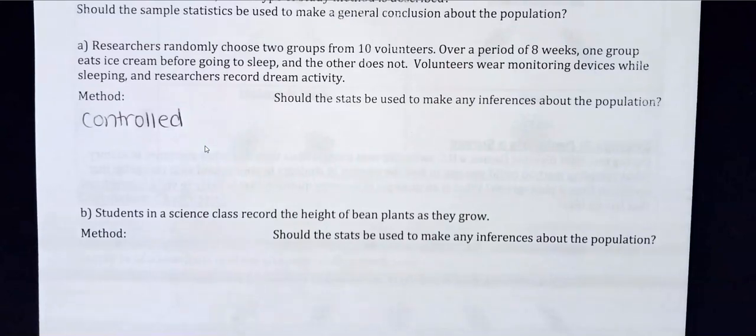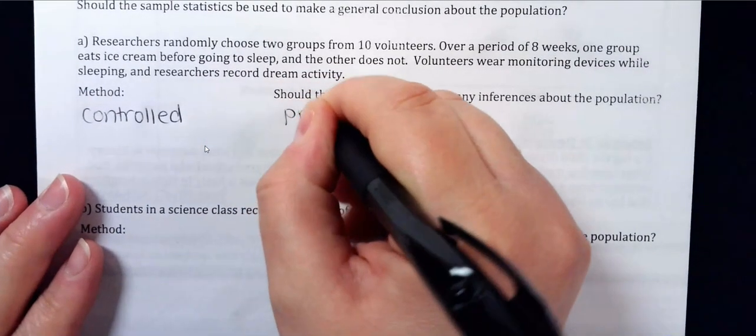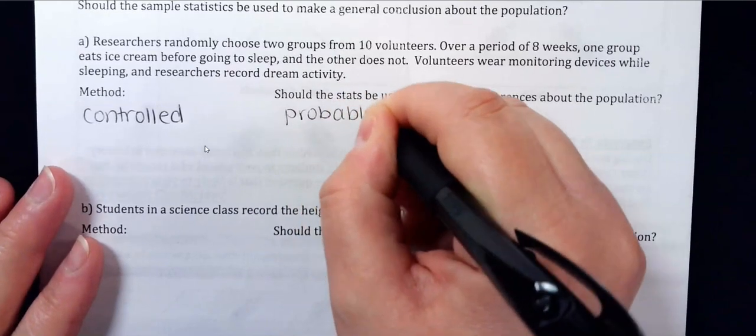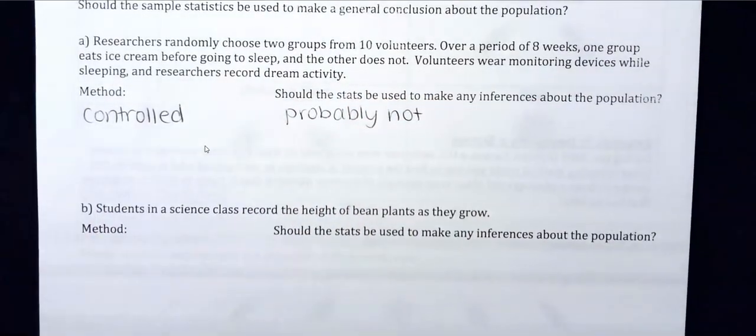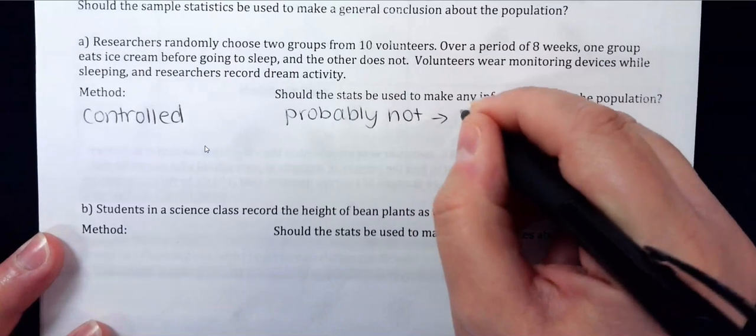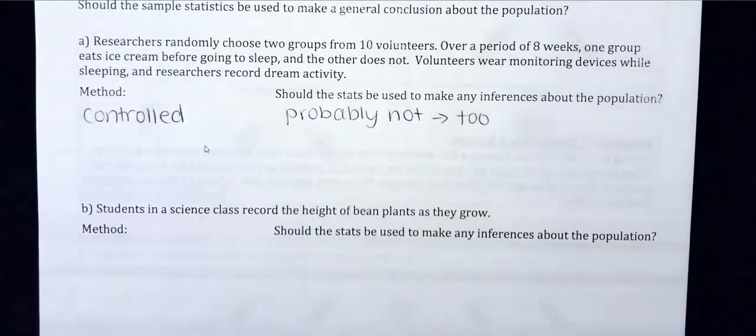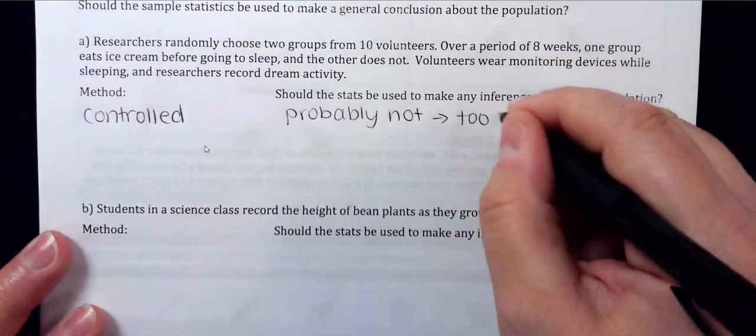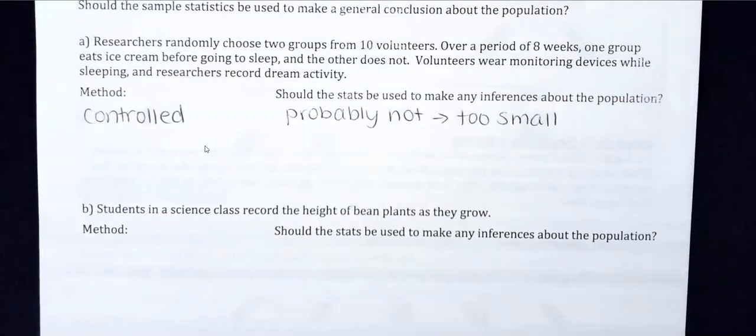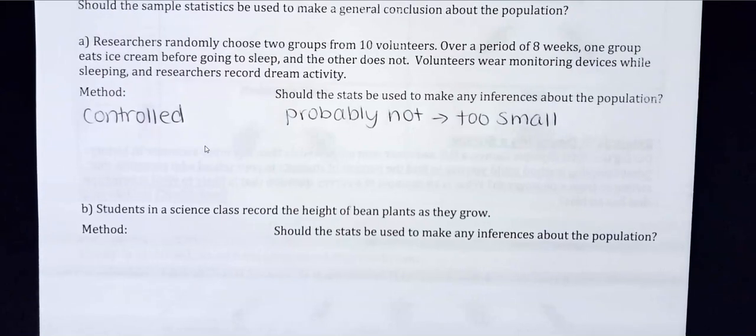Exactly. I would say, I mean, you could probably find some information, but this is probably not a good idea just for the sheer fact you are only working with 10 people. That's a really, really small sample size to make a general conclusion about a population. Not enough people here. Now, that doesn't mean it doesn't follow. It's still a controlled experiment. It's just not a good design here.